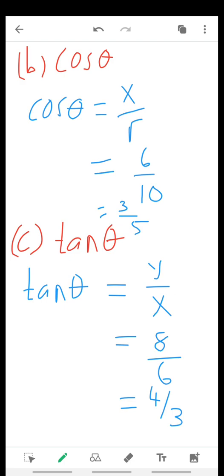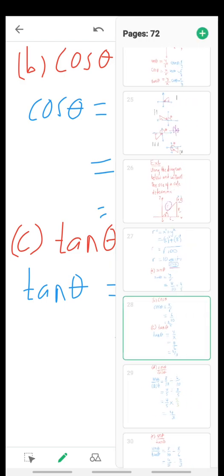Then the next question is 5, tan theta. Tan theta, in terms of X, Y, and R, was Y over X. We just plug in our values. Y is 8, X is 6. When you simplify further, we get 4 over 3.